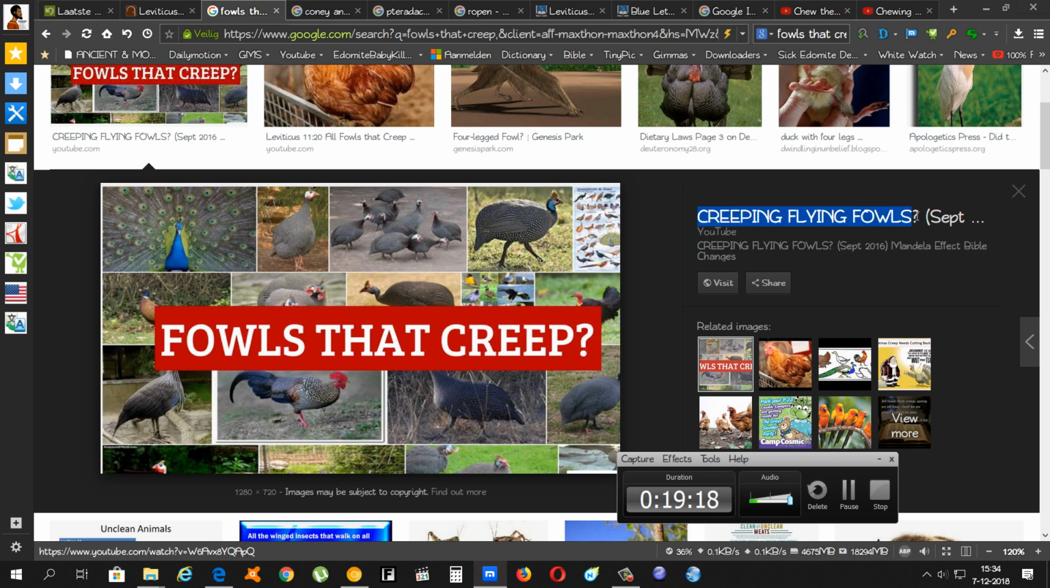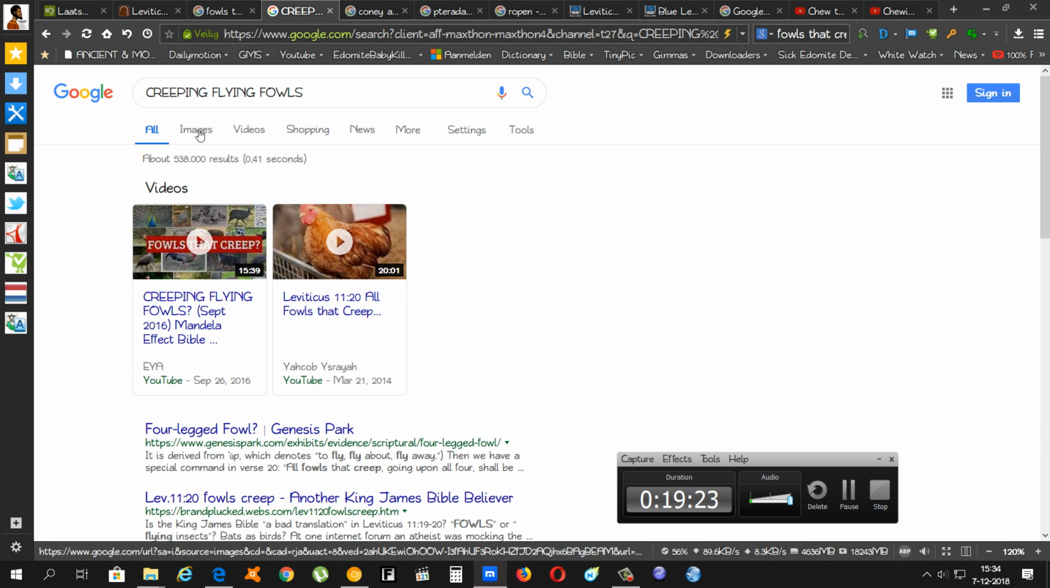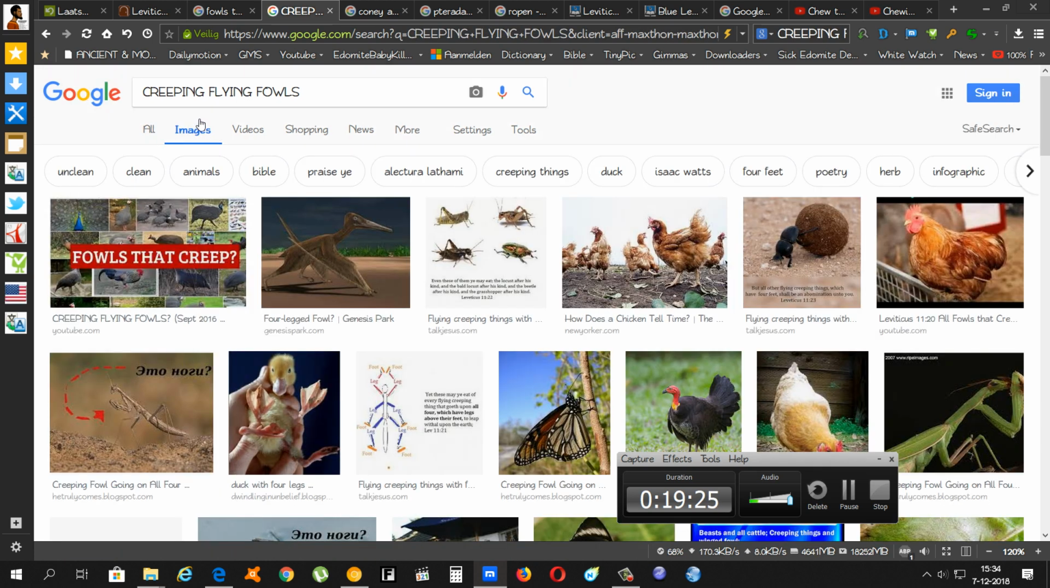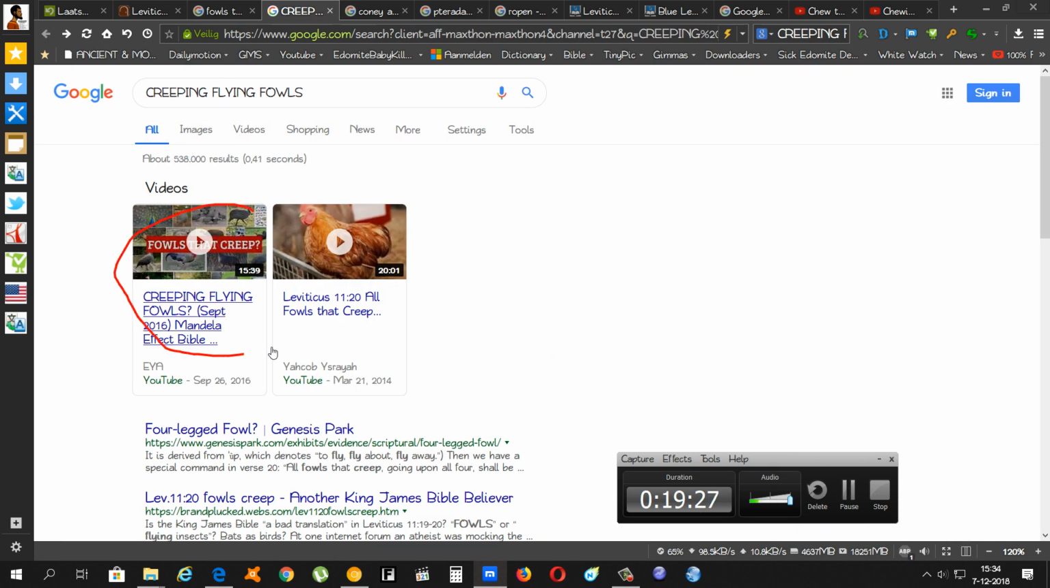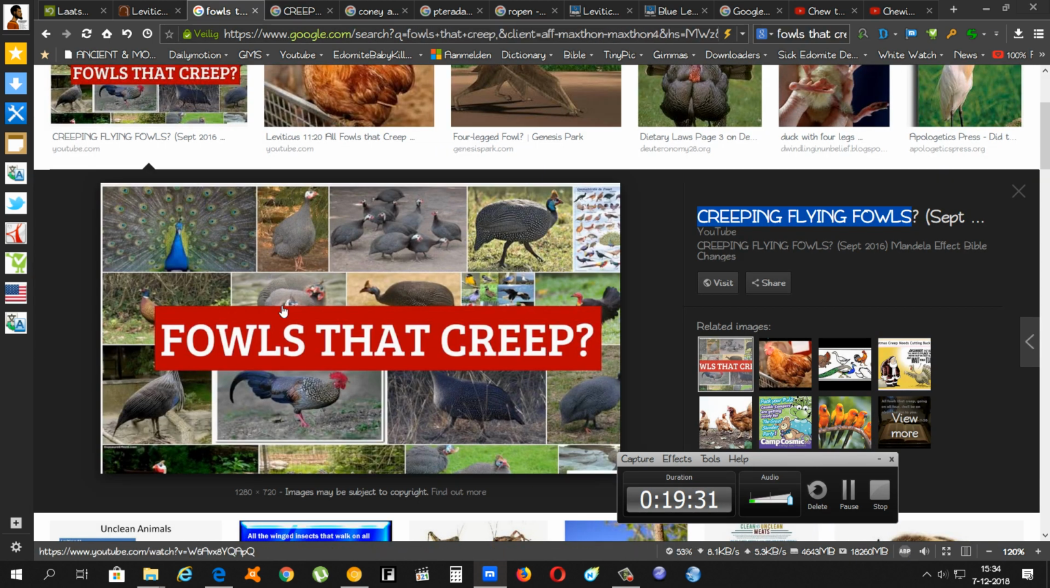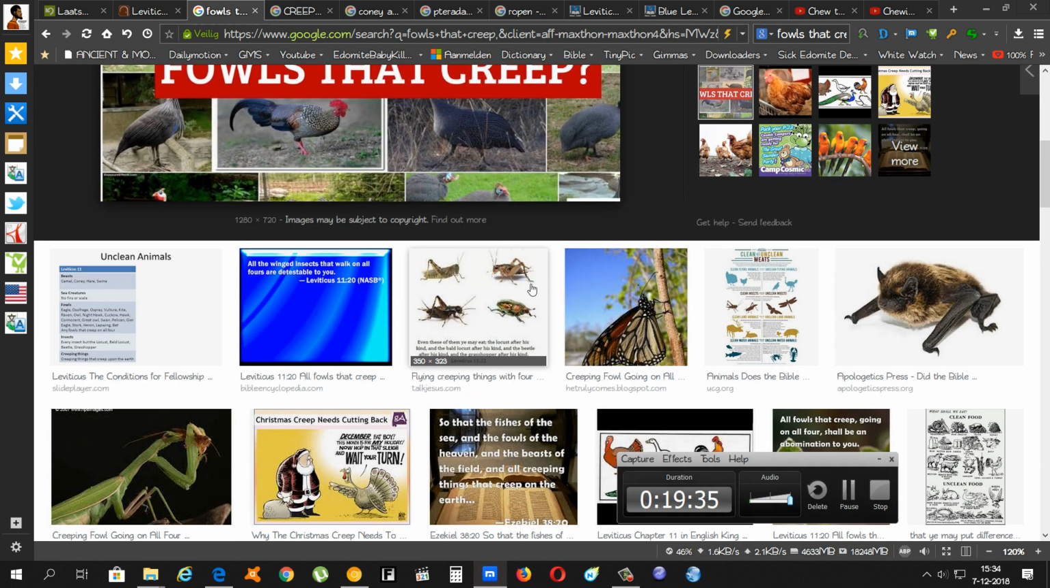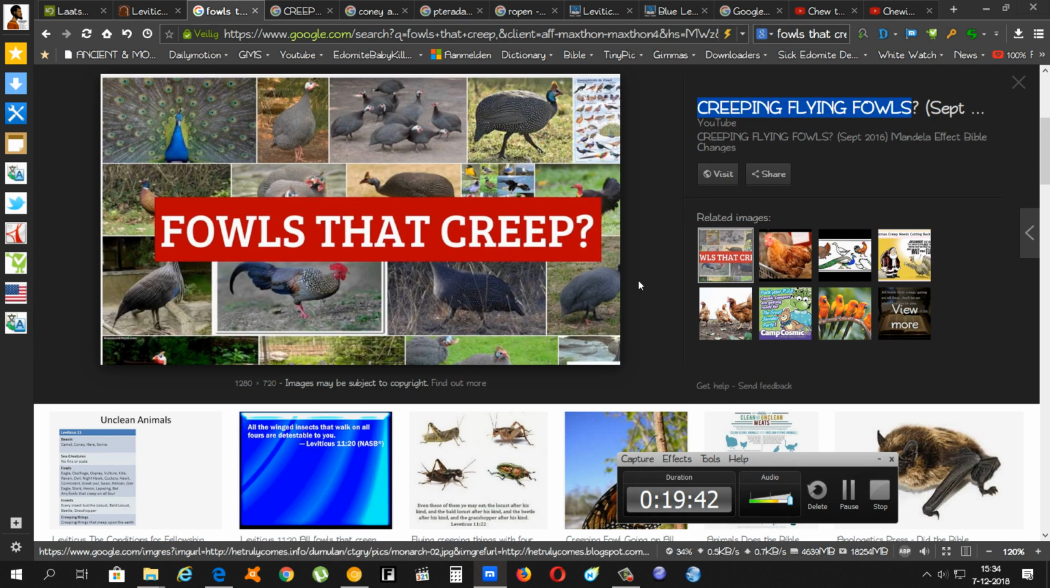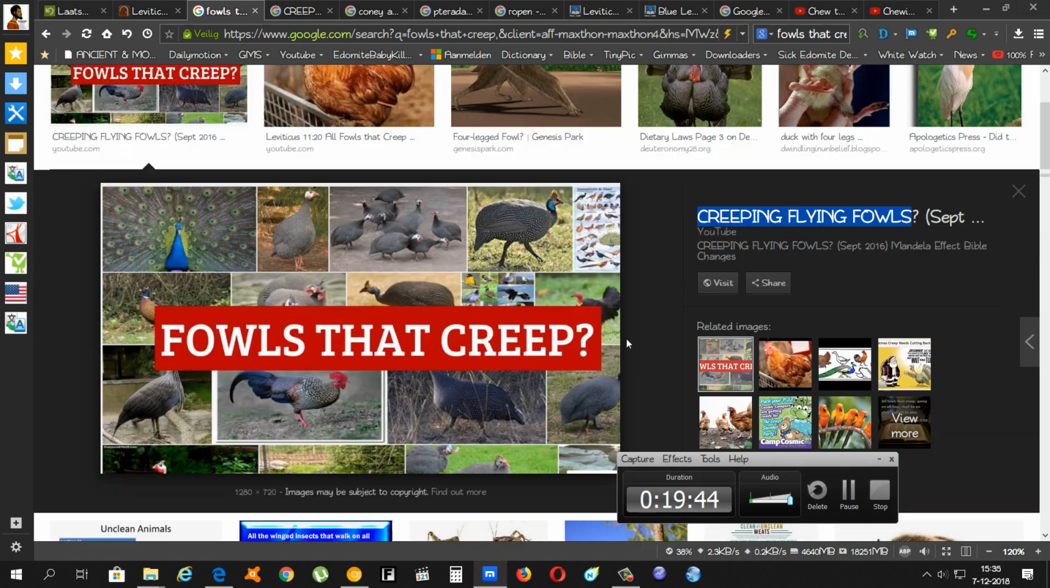Creeping flying fowls. First and foremost, these animals don't fly. Look, this guy wants to break it down that it's talking about these type of animals, which I just showed you over here. Fowls that creep? Question mark? No, it's not. It's actually talking about insects. This is a fowl that creeps. It's an insect. It's a flying insect.